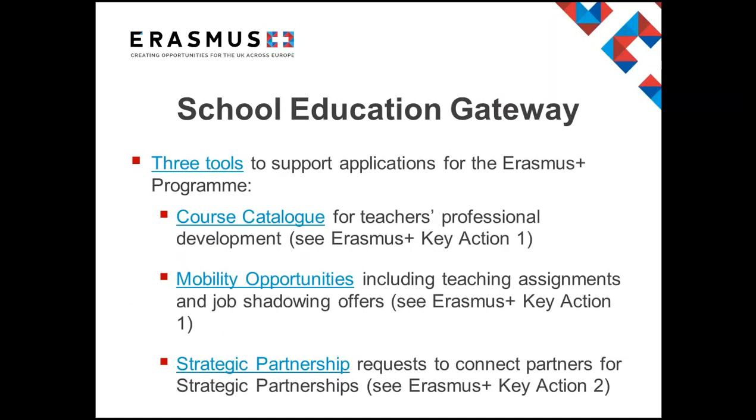So if you go onto the website, along the top panel, there's a button which says Tools. If you press that, you'll have the option to access a course catalogue, a mobilities opportunities catalogue, and a strategic partnership findings tool. So if you are looking to apply for Key Action 1 projects, you might be able to use the course catalogue to look for independent course providers and courses that are relevant to your project. And under the mobility opportunities, you might be able to find partner schools that specialise in particular aspects, or are schools that you might be able to go and job shadow or teach at. So please do check out the School Education Gateway.